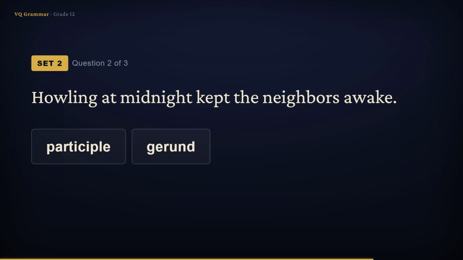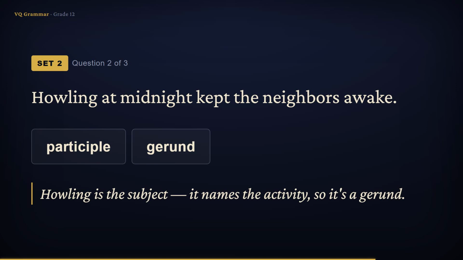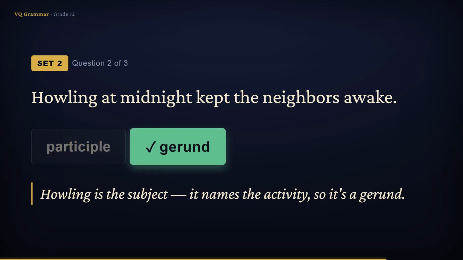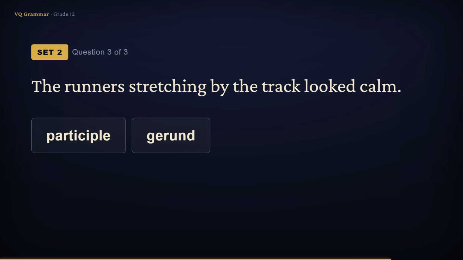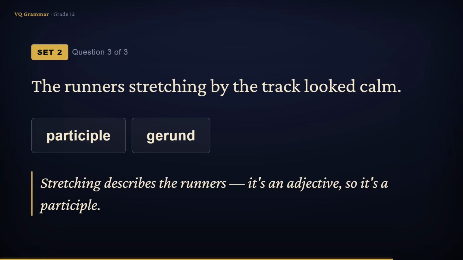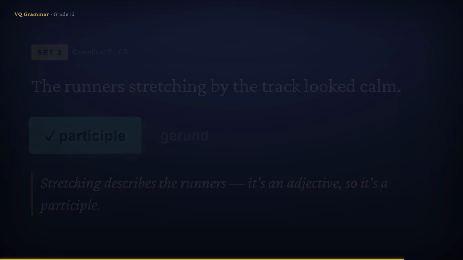"Howling at midnight kept the neighbors awake." Same word, but now what is it doing? It isn't describing anyone. It's the thing that kept the neighbors awake, sitting in the subject's seat. Because it names an activity, howling is a gerund this time. "The runners stretching by the track looked calm." Find the ing word, stretching, and ask its job. It's telling us which runners, the ones stretching by the track. Since it's describing a noun, stretching is a participle.